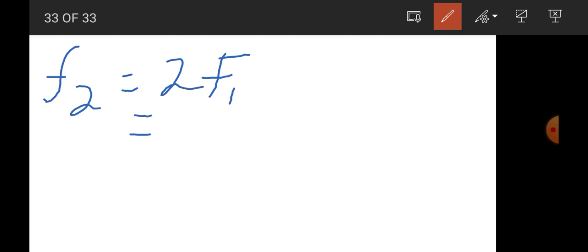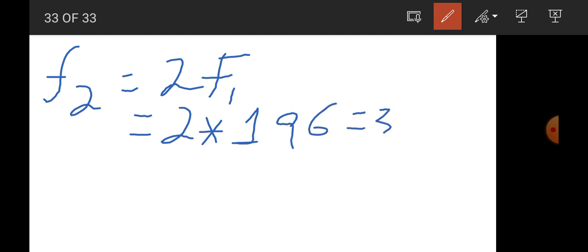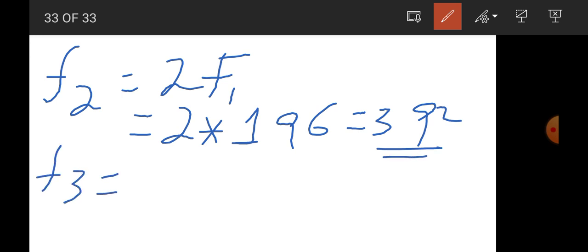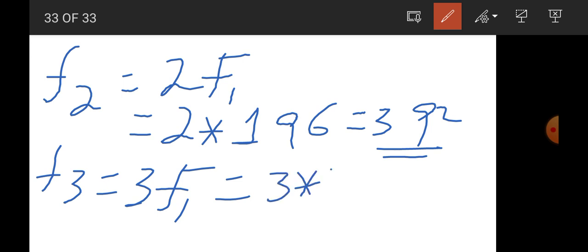196. So F2 is equal to 2 times 196, which is equal to 392. F3 is equal to 3 times the fundamental frequency, that is F1. This is equal to 3 times 196, which is equal to 588 Hertz.